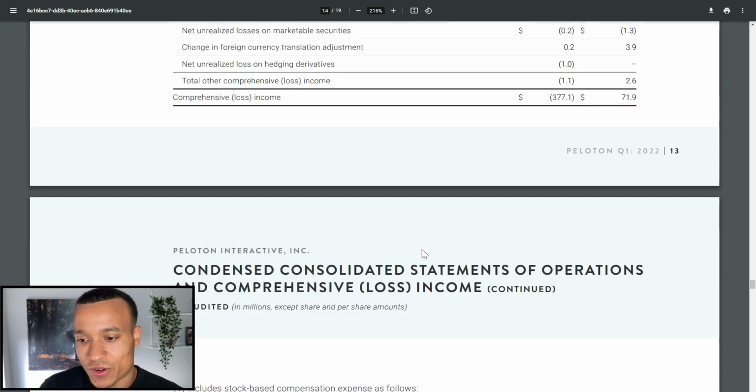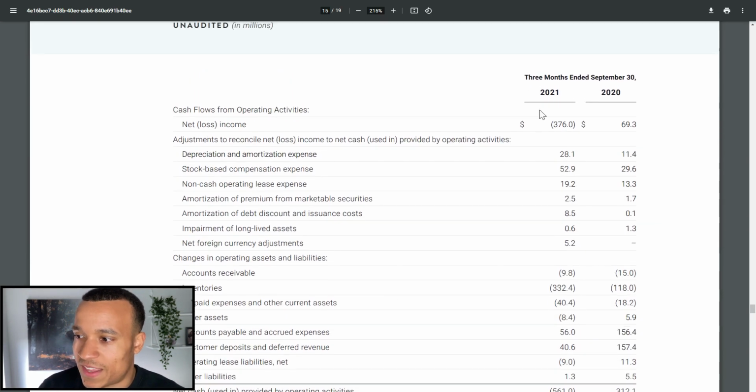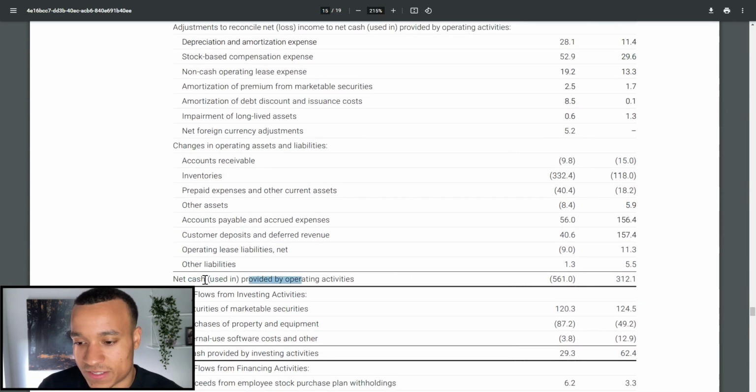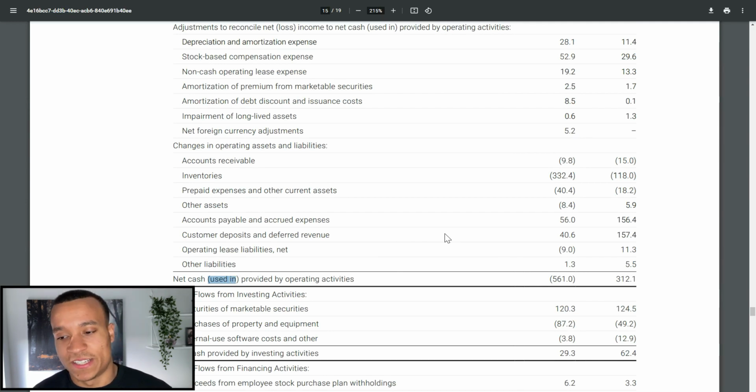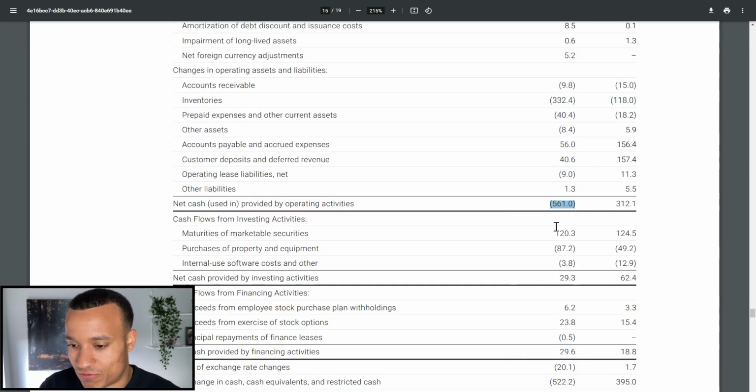However, what we need to do is go down to the cash flow and see how much cash they're actually burning through. And that's where we go to cash from operations. So net cash used in or provided by operating activities. Where we see the brackets here, if net cash is used in, that means it's a negative. Effectively, we're not generating cash in our operating activities. We're burning through cash. So negative $561 million. $561 million in one quarter is the amount of cash that we've just burnt through.